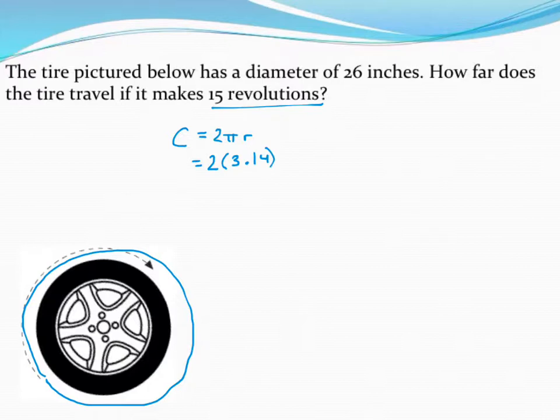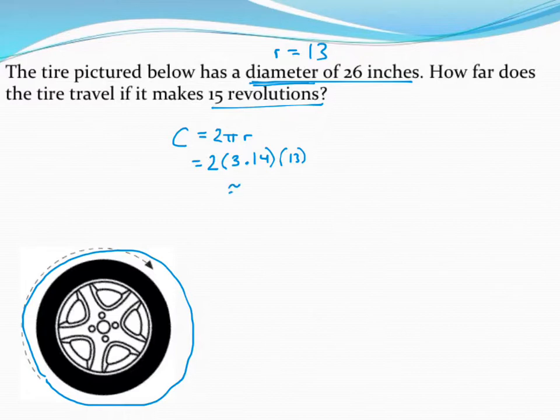Now be careful because they try to get you with these problems. My diameter is 26 inches, so I'm not multiplying by 26. I'm multiplying by 13. My radius is always half the diameter, so just watch out for that. As we discussed in the previous video, there's ways to find circumference just using the diameter, but I always like to use the radius. So 2 times 3.14 times my radius of 13.